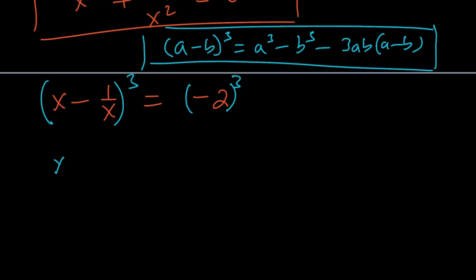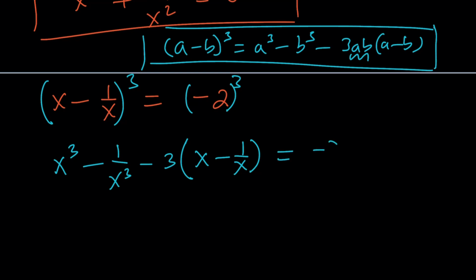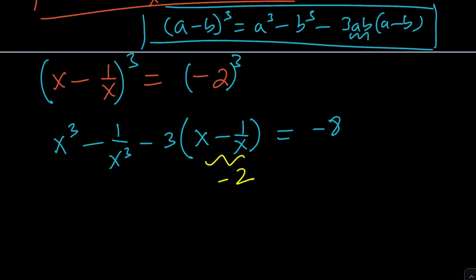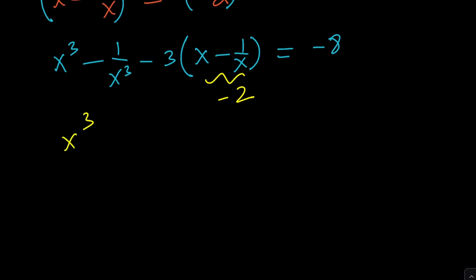Anyways, if you expand it, x cubed minus 1 over x cubed minus 3ab, you see ab comes up again, but that's 1. So I just need to multiply by x minus 1 over x, which is a minus b, is equal to negative 8. Now, I do know that x minus 1 over x is equal to negative 2. Remember, that was found from the original equation. So now I can go ahead and plug it in, and this gives me x cubed minus 1 over x cubed, as this is plus 6, but I'm going to subtract it. So that's going to become negative 14.